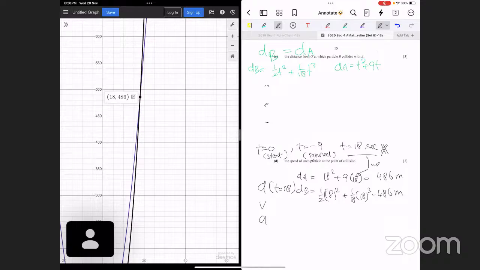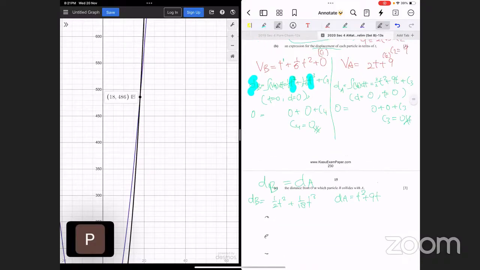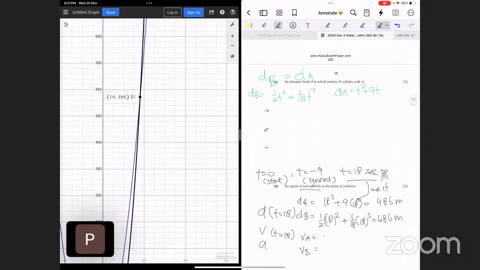I can use velocity. Okay, makes sense because he wants speed. Or speed, velocity right now, just pretend it's the same. So tell us, Matthew, which velocity do you want to use? Let's just use particle A. Yeah. However, you must read the question. What does the question say? Oh, each particle. Okay, so you do VA and let somebody else do VB. What is VA? Oh, 2t plus 9.